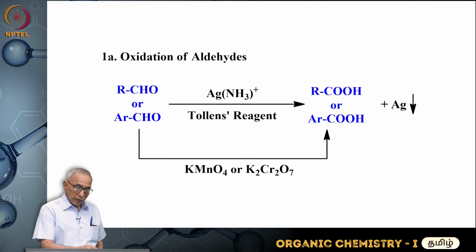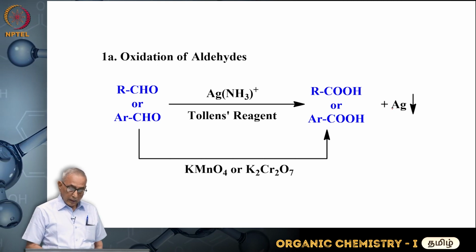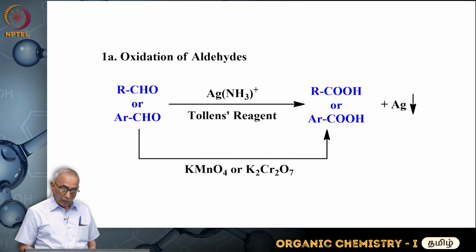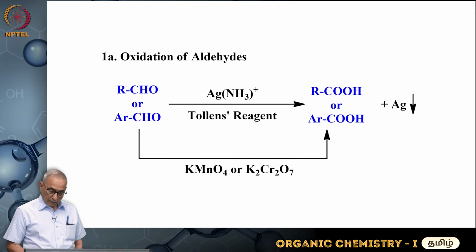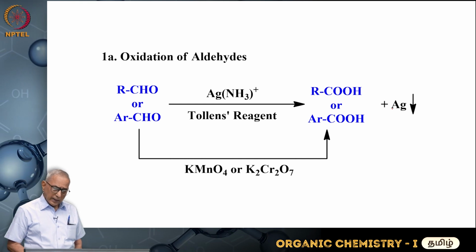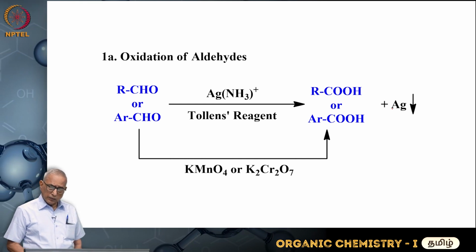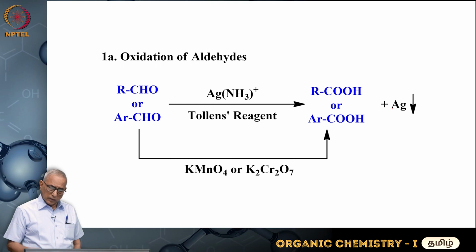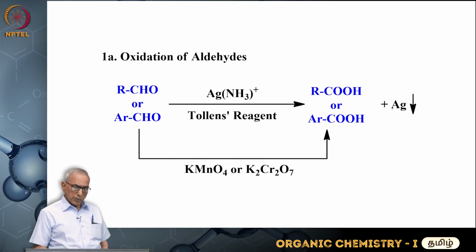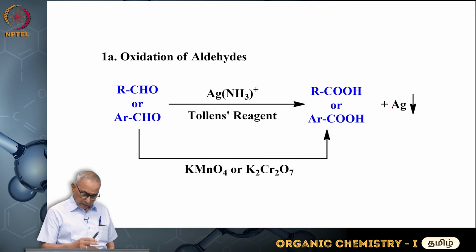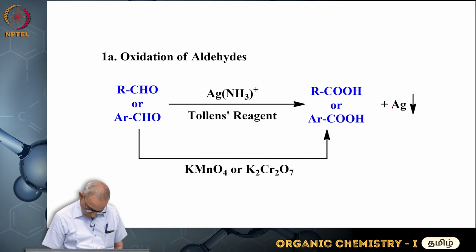Another method, if you take aldehyde and oxidize it with KMnO4 or dichromate, you get the acid. Once the acid is there, it doesn't get oxidized further. It's fully saturated with oxygen. So, now a powerful reagent can be used because you want to oxidize the alcohol.